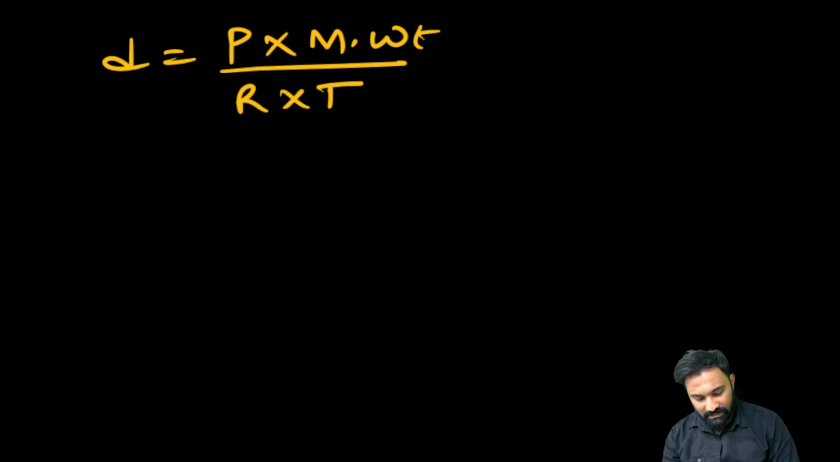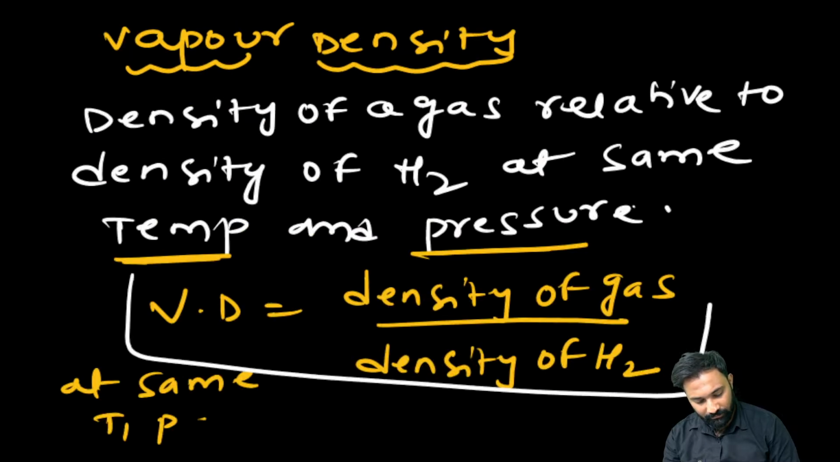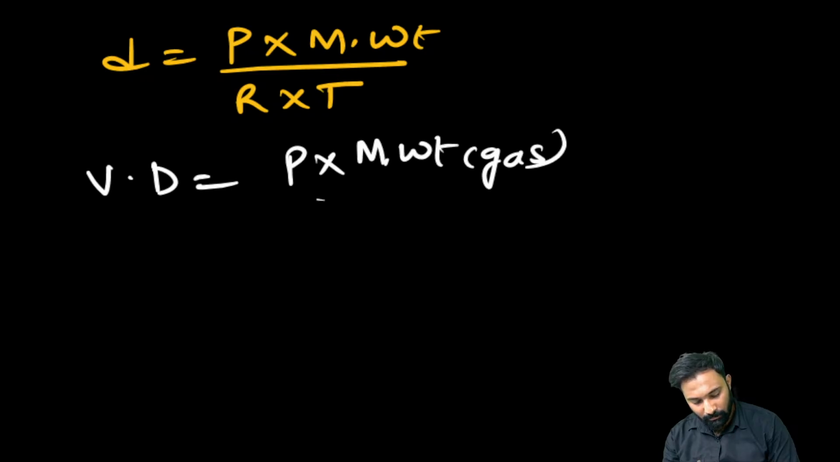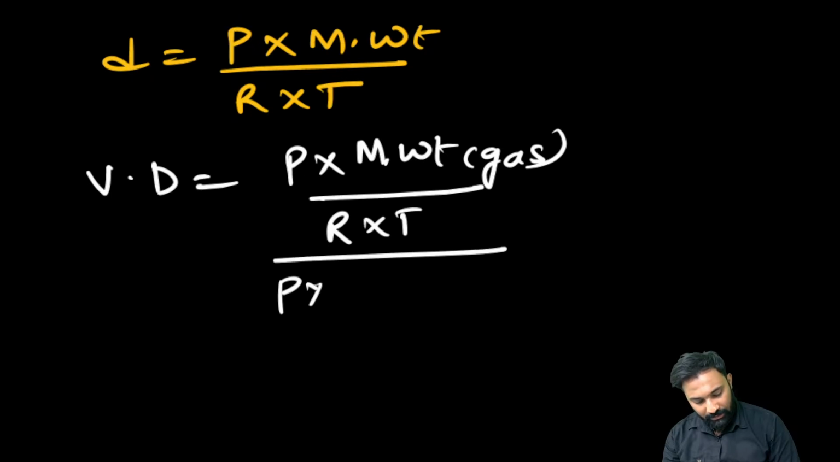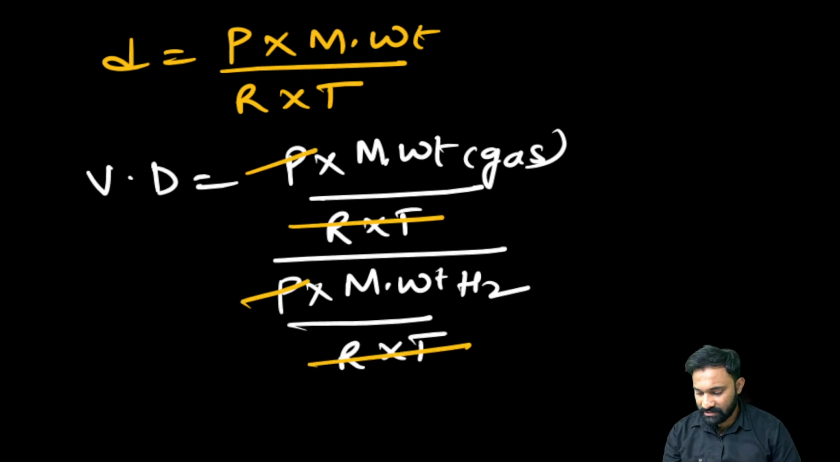This density formula we are going to substitute in the vapor density formula. Vapor density is equal to pressure into molecular weight of gas by R into T, divided by pressure into molecular weight of H2 by R into T. Here R, T, and pressure will get cancelled because all are the same.